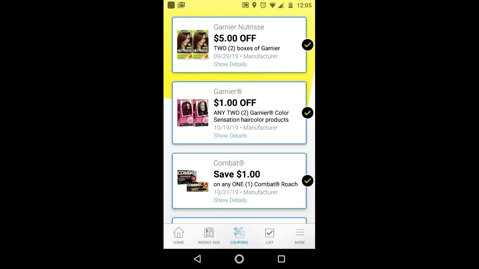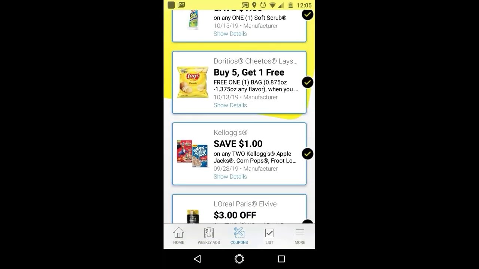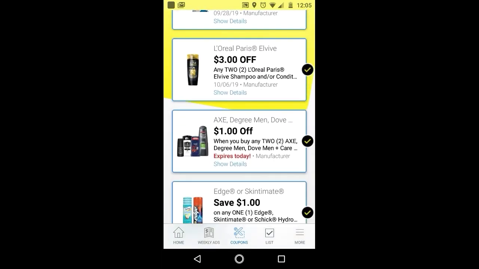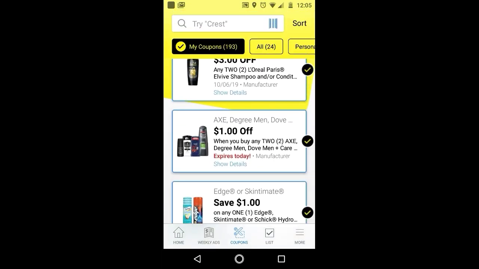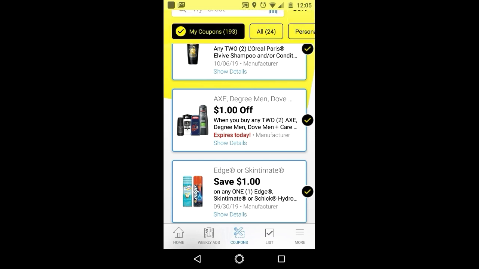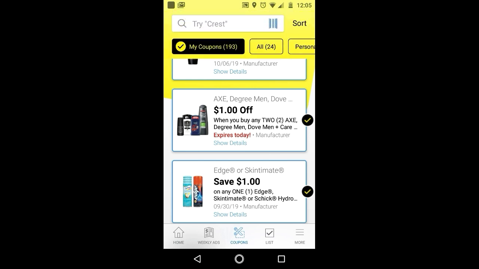And the other one was the Degree deodorant if you get the travel sizes, but it only works for the men. And it's expiring today, and today is the last day you could do it. It's $1 off 2 Axe, Degree, Dove Men. So you have to get the men's travel size deodorant for the Degree. They cost $1 each. And if you use this $1 off 2 digital, it'll make it $1 for 2 or 50 cents each.